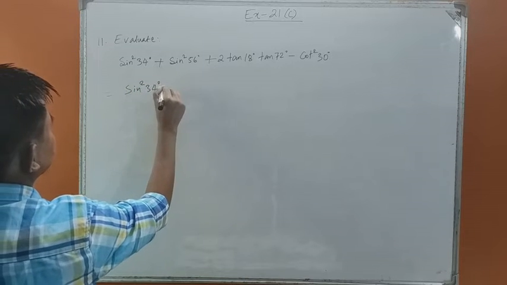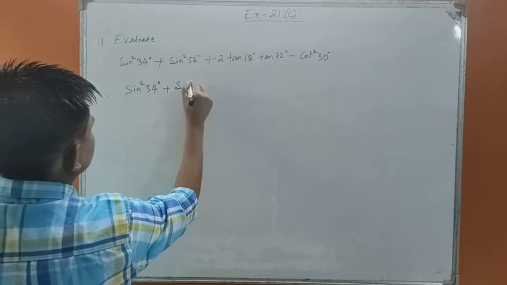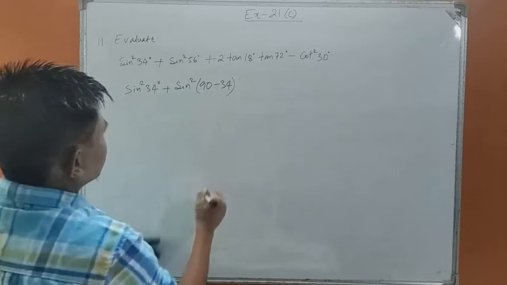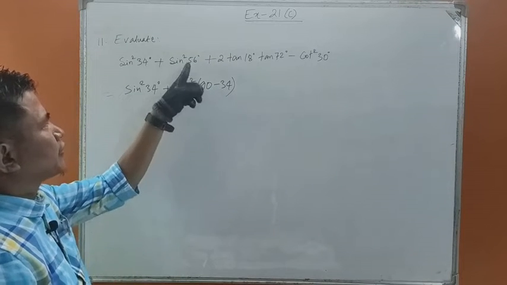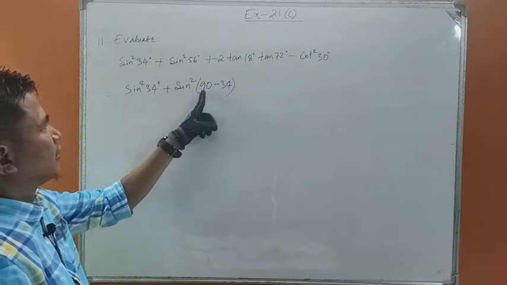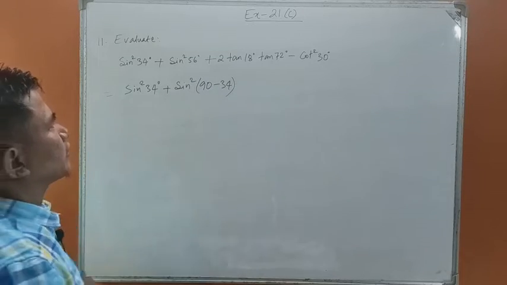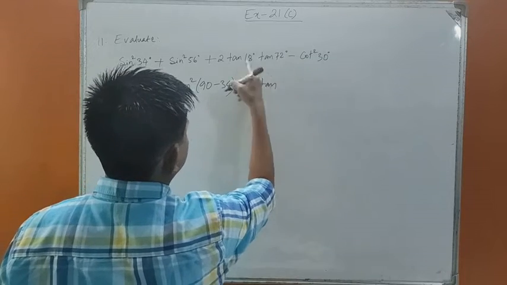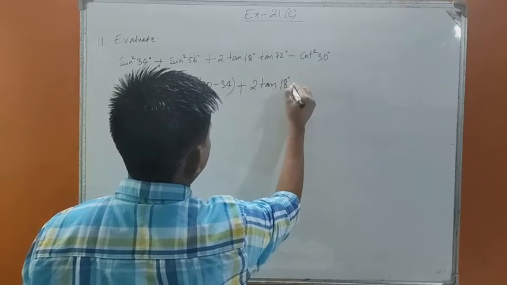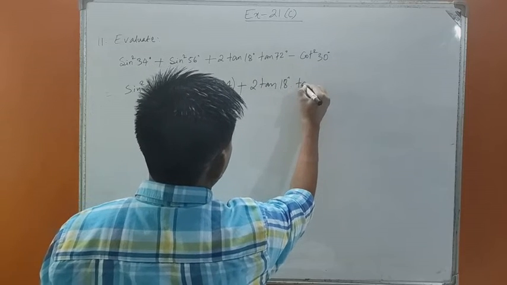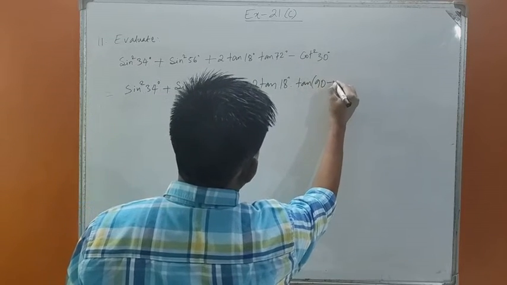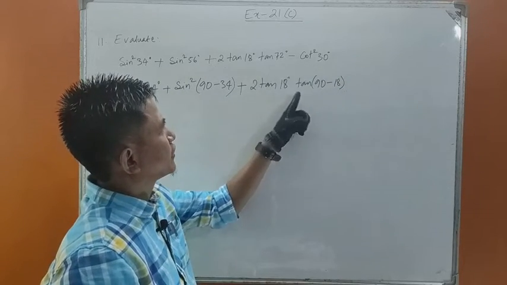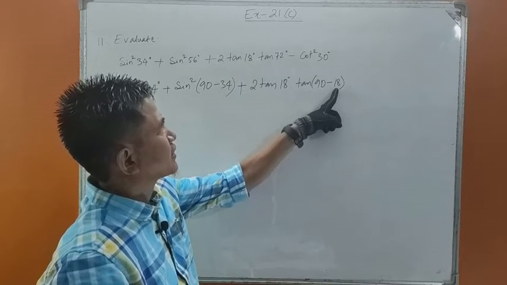34 degree plus sin square 56, which can be written as 90 minus 34. If you subtract 34 from 90, you get 56. 10 minus 4 is 6 and this becomes 8, 8 minus 3 is 5. So plus 2 tan 18 degree, I write as it is, into tan 70, which means tan 90 minus 18. If you subtract 18 from 90, you get 72. 90 minus 18 is 72.